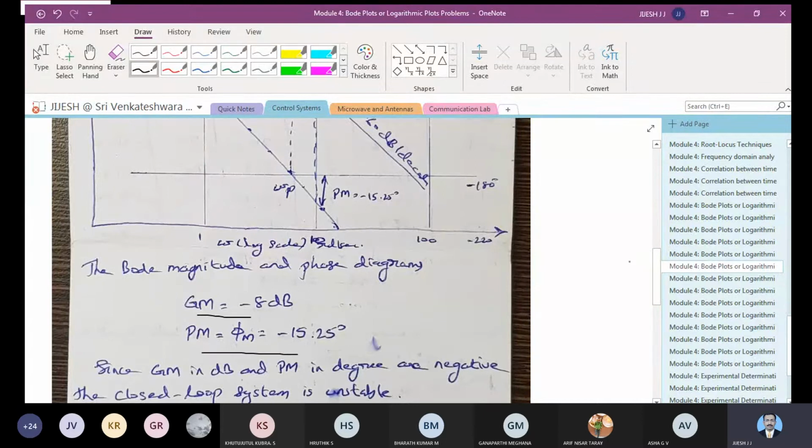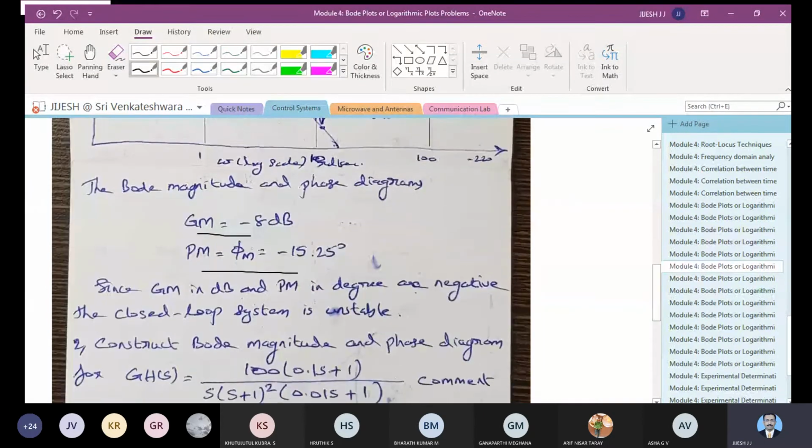Since the gain margin and phase margin in degrees are negative, this is very important. You can say that both are negative values, and the system is unstable. So that is what you get.